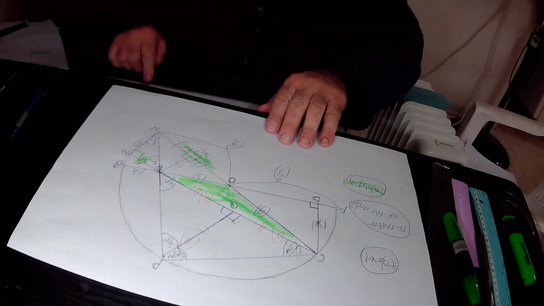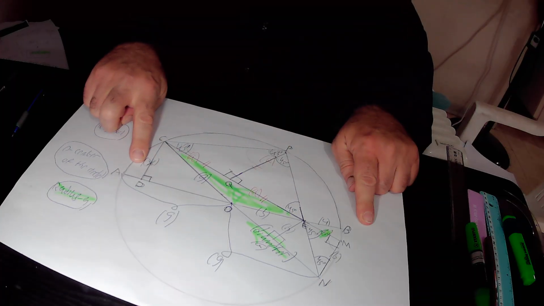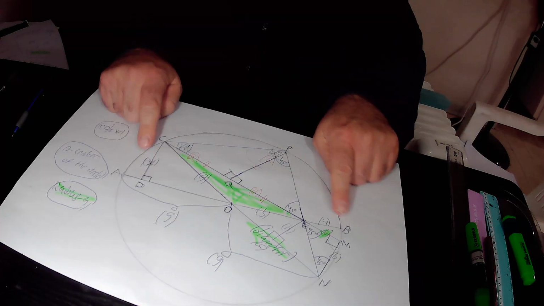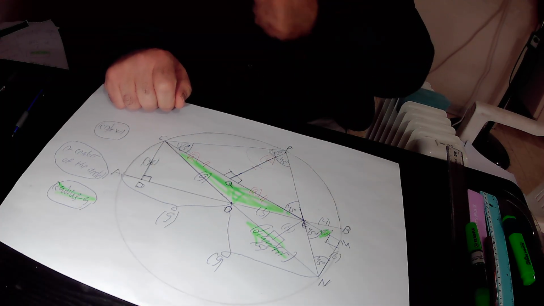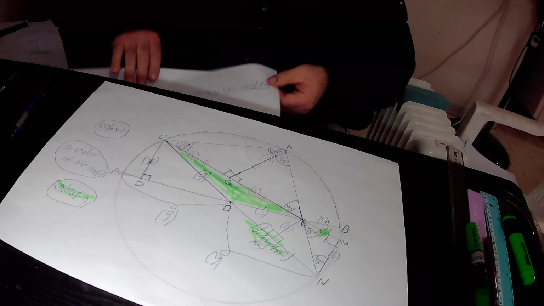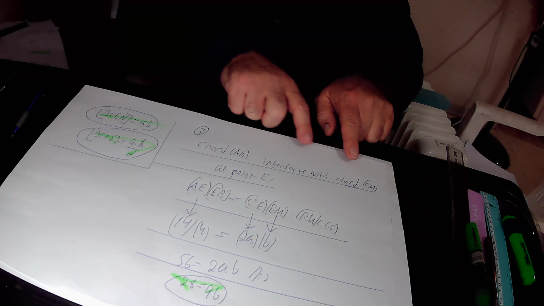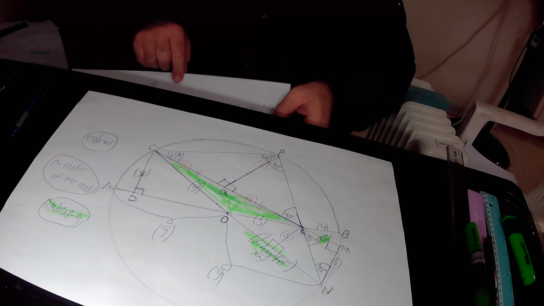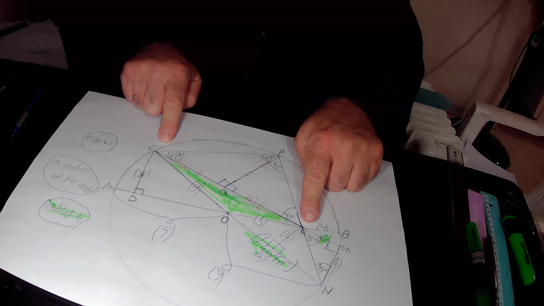Why? Because in our drawing, we have chord AB that intersects with chord CM at point E. So all the requirements of rule 65 are satisfied, and therefore we can implement rule 65. Again, in our drawing, chord AB intersects with chord CM at point E. So according to rule 65, the following equation holds: AE times EB equals CE times EM.